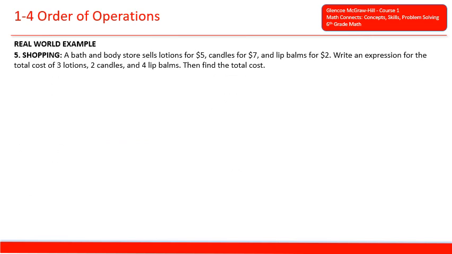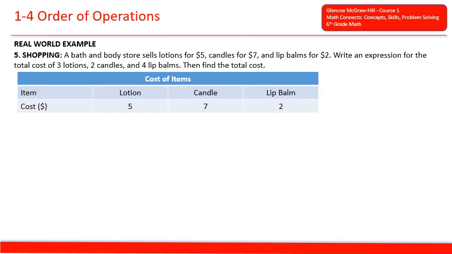Real world example. Shopping. A Bath & Body Store sells lotions for $5, candles for $7, and lip balms for $2. Write an expression for the total cost of 3 lotions, 2 candles, and 4 lip balms. Then find the total cost. All right. So here is a chart just to kind of organize it a little bit for us. And we're going to find total cost and write an expression and the value. We're going to say it in words, and then we're going to restate it as an expression.